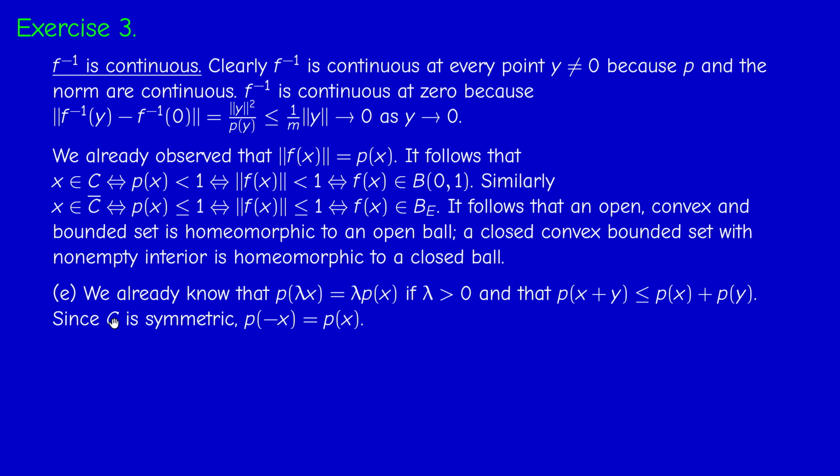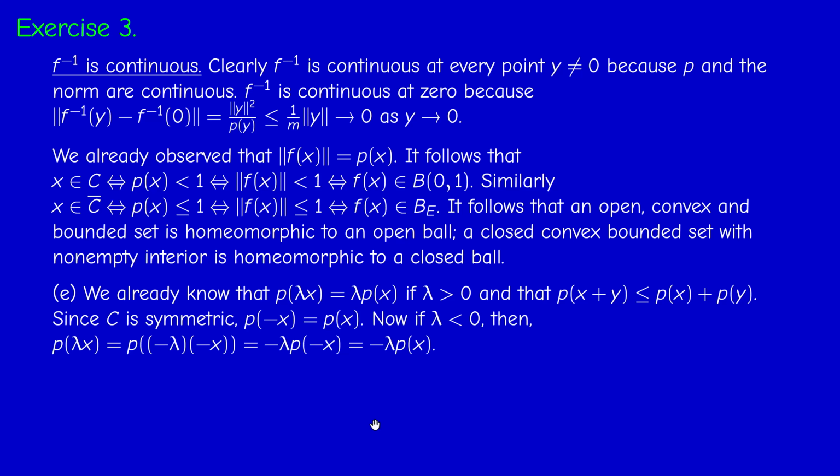Now, if C is symmetric with respect to the origin, then actually p of minus x equals p of x. Why? Because if you go back to the definition of p of x, the infimum of the set of alpha positive such that 1 over alpha x belongs to C. If C is symmetric, and 1 over alpha x belongs to C, then minus 1 over alpha x belongs to C. So the two sets are equal actually. So they have the same infimum. So p of minus x is equal to p of x.